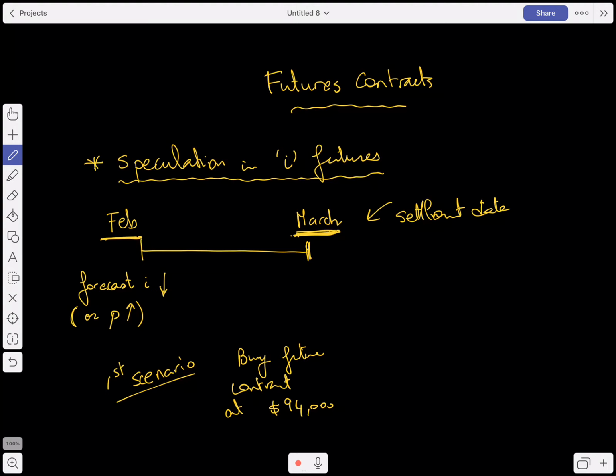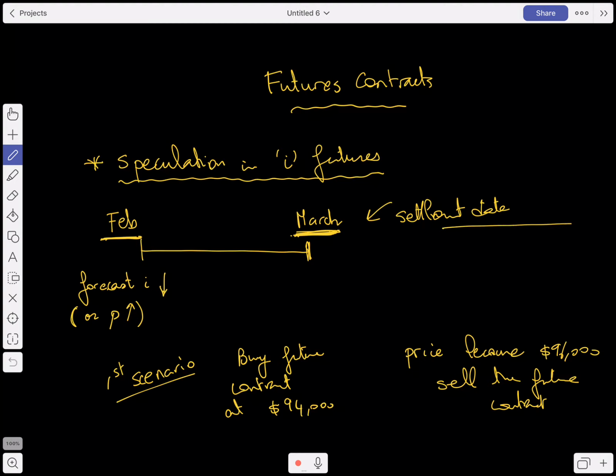So suppose that the price became 96,000, then what you're going to do in March is sell the future contract. Okay, so this is one scenario. Let me write it here instead of going to the next slide, so that we have everything in one page.